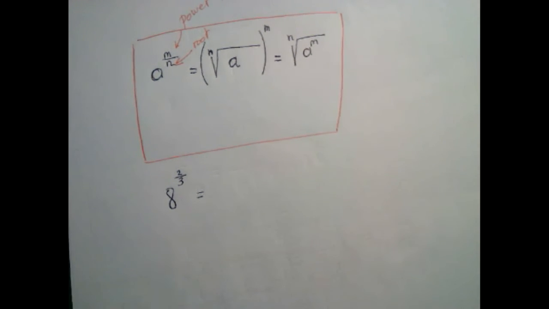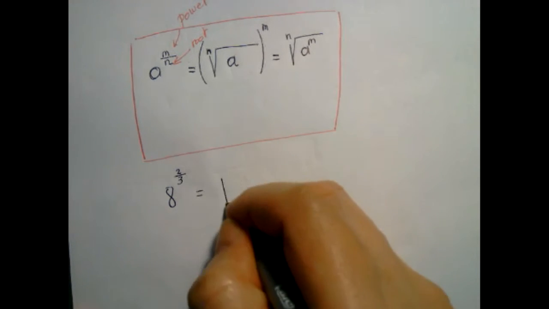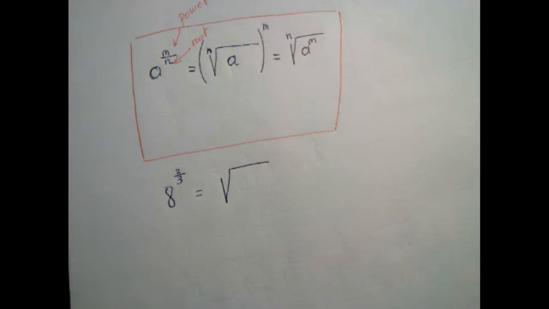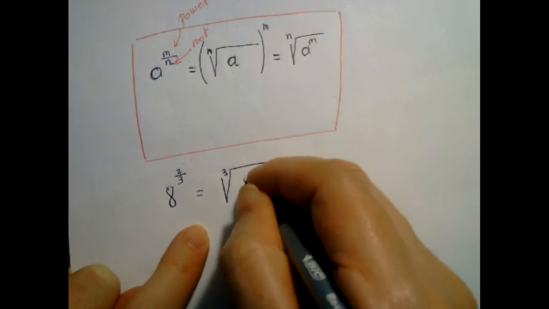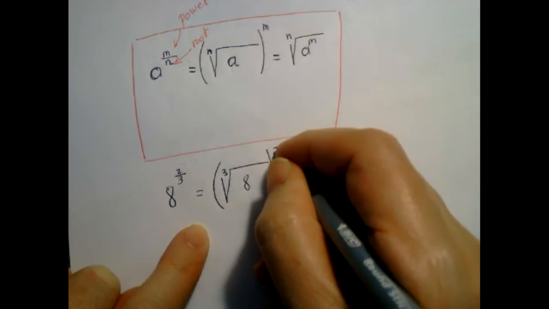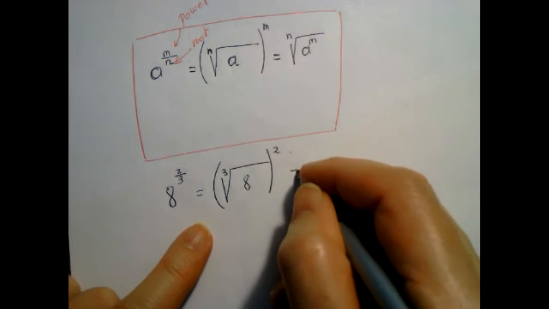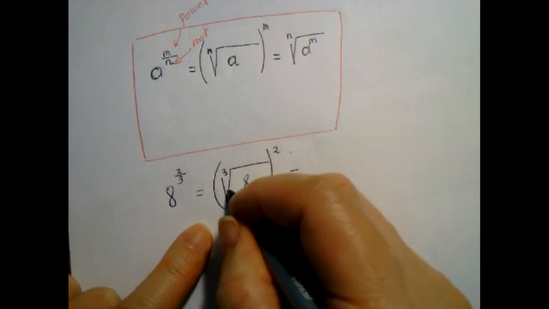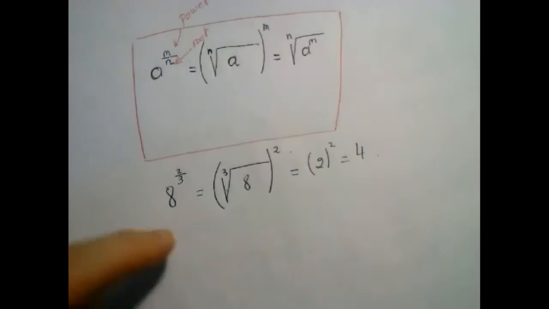What does this expression mean? And then we evaluate. I don't care about the value for now. I'm going to use this verbatim. What does this mean? The denominator is the root. It's the cubic root of 8 to the power 2. Once I write it this way, that's easy to evaluate. The cubic root of 8 is 2, to the power 2, which is equal to 4.